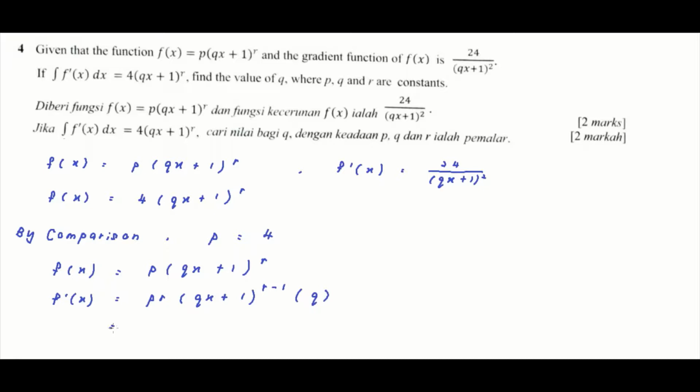Okay, so we try to arrange it in a nicer way. So we have pqr, then (qx + 1) to the power of r minus 1. Since it's given in this form, it will be easier for us to change it to a composite function, so we can do the comparison in a clearer way. So I have 24, then (qx + 1) to the power of negative r. Sorry, negative 2. Okay, so now I can start to do my second comparison. It's the same thing by comparison.